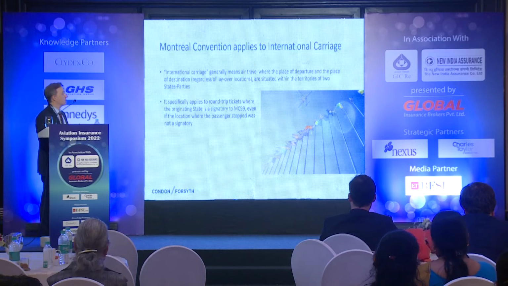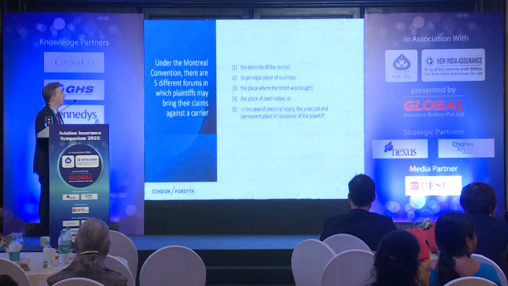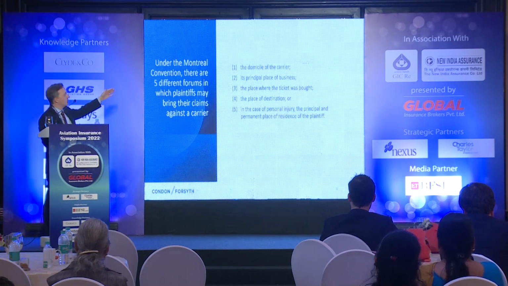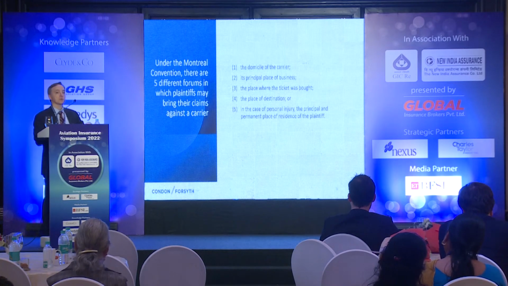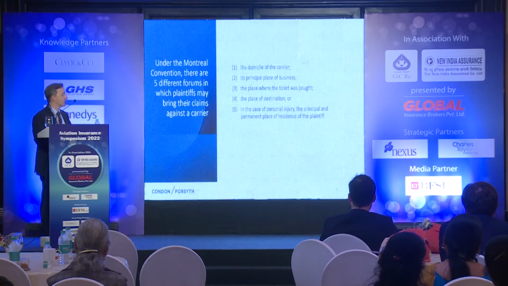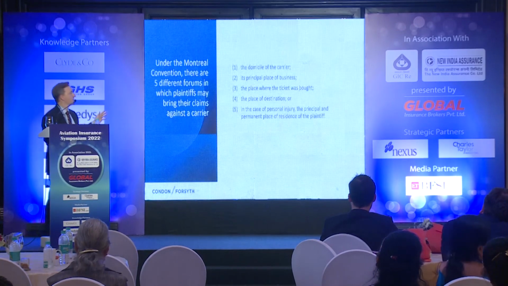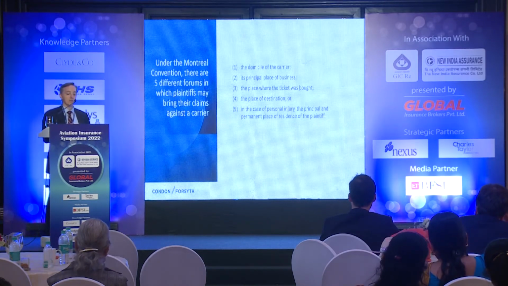The Montreal Convention applies to all international carriage. We see it especially when you have round-trip U.S. transportation, even to a state that is not a party to the convention. So under the convention, we look to where there could be jurisdiction, the jurisdiction of Article 33. So you have the domicile of the carrier, its principal place of business, the place where the ticket was purchased, and the place of destination. Montreal Convention added what is known as the fifth jurisdiction, which is, in the case of personal injury, the principal and permanent place of residence of the individual plaintiff.